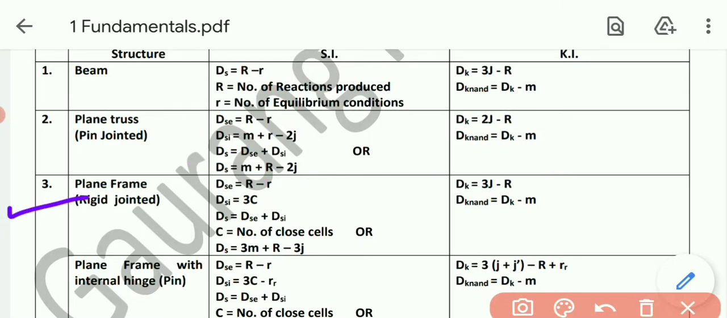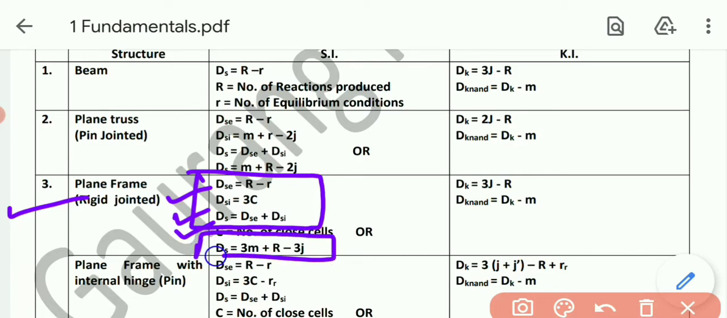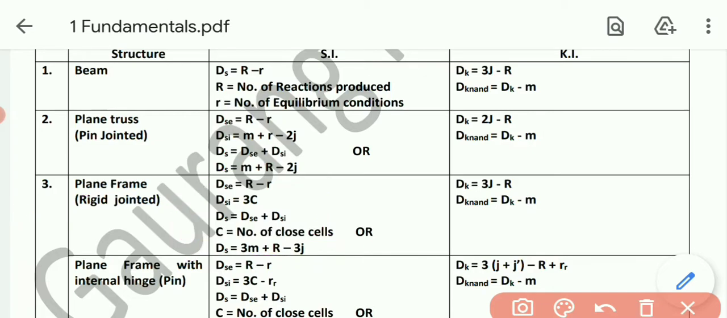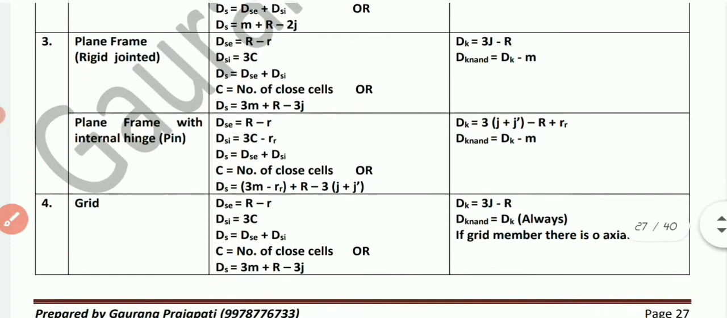Similarly for a plane frame, the same kind of formula: dse is capital R minus small r, dsi is 3 times c, and finally ds is dse plus dsi, or alternatively we have the formula 3m plus capital R minus 3j. And for KI we use dk equals 3j minus r, dk naught equals dk minus m.